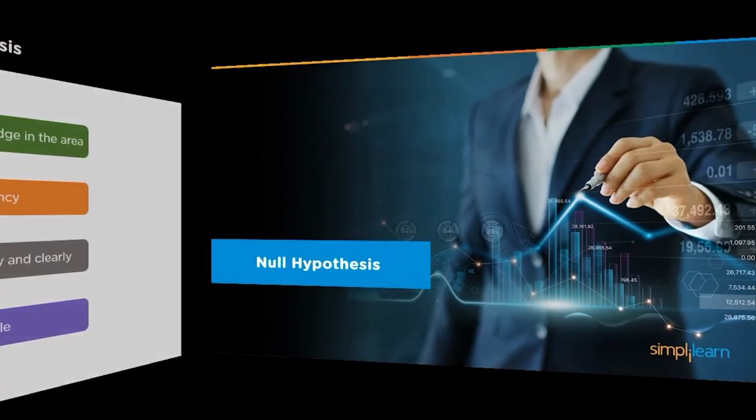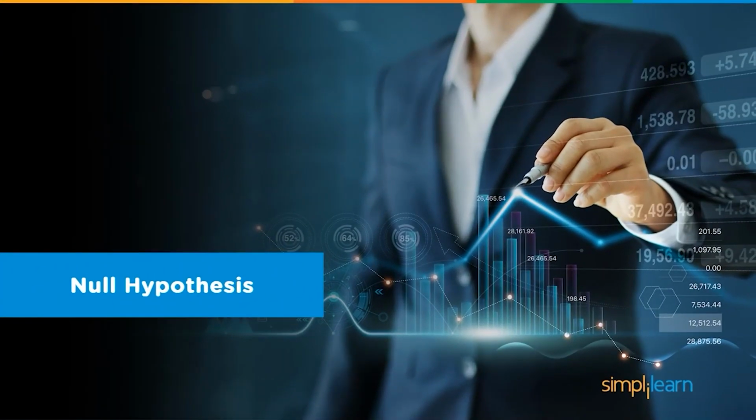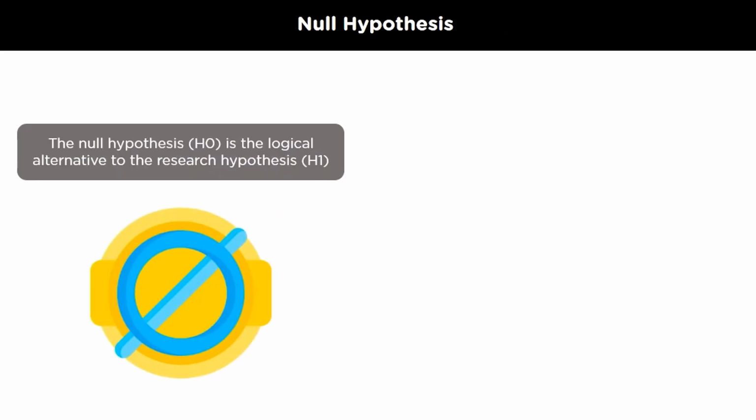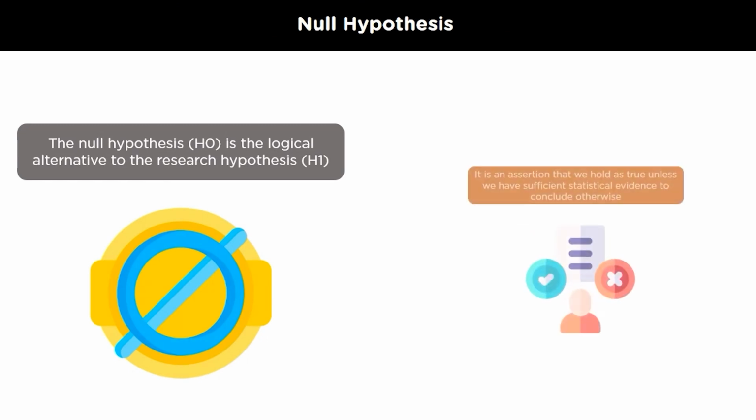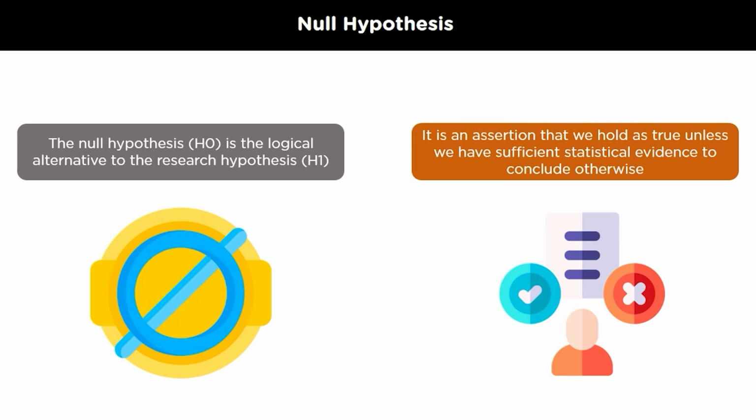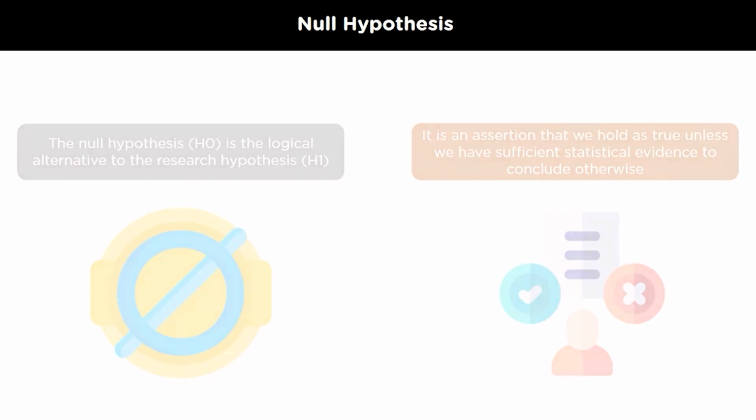Now we'll understand what a null hypothesis and alternative hypothesis are. The null hypothesis is the assumption that the event will not occur. A null hypothesis has no bearing on the study's outcome unless it is rejected. H0 is the symbol for the null hypothesis. The alternative hypothesis or research hypothesis is the logical opposite of the null hypothesis. The acceptance of the alternative hypothesis follows the rejection of the null hypothesis.